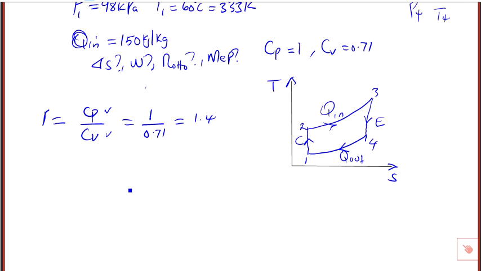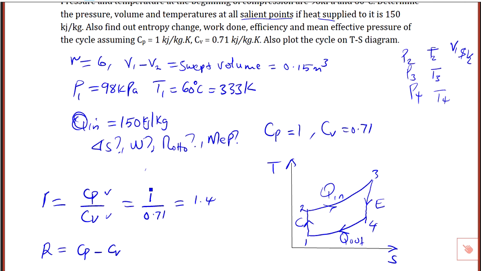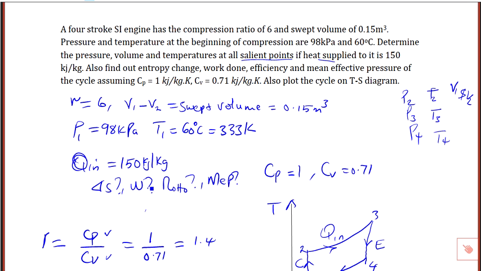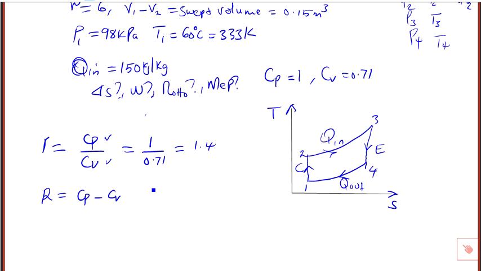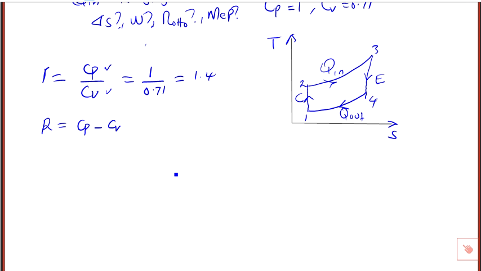Now again we have another gas constant here known as R. So R is usually Cp minus Cv, and we are given R in the question. The value of R should have been given. Actually, we shall use that value later on.